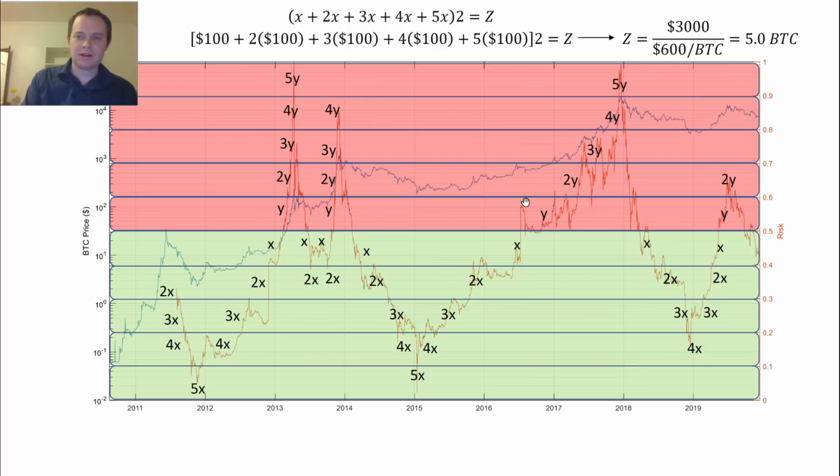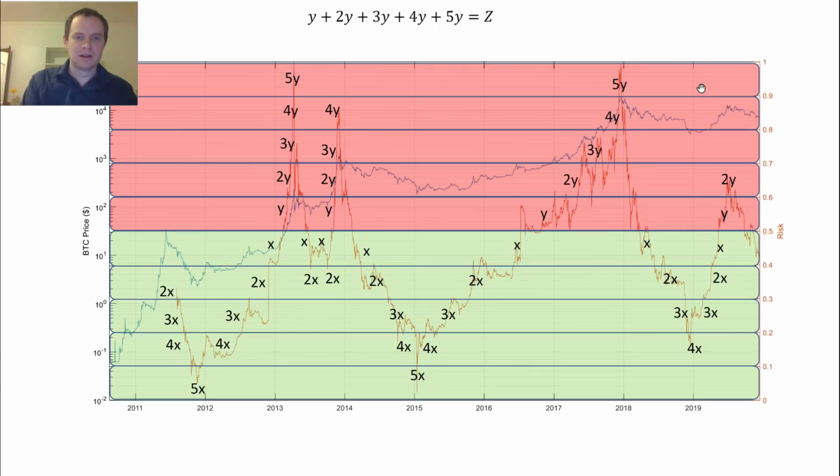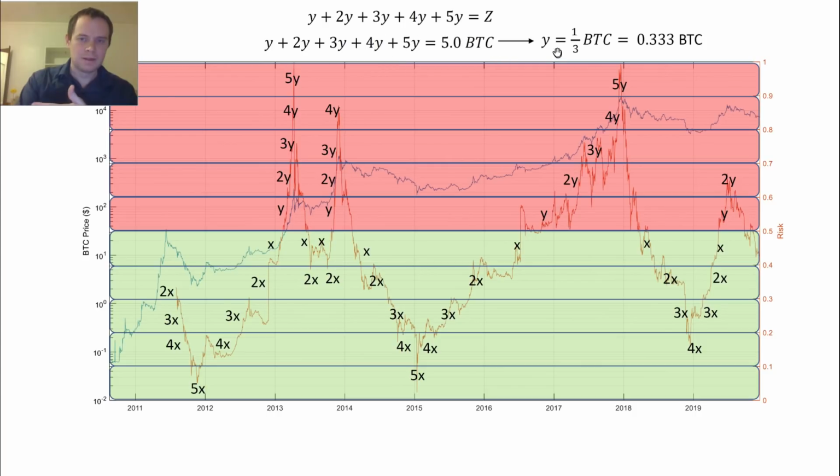So then, if we're going into the sell regions with 5 Bitcoin, how would we sell it? We have 5 Bitcoin going in. Then we'd have, say, y plus 2y plus 3y plus 4y plus 5y equals z. Okay? Now, z here is how much Bitcoin you have. So if you're going into the bull market with, say, 5 Bitcoin, if you solve this equation, then y is 1/3 Bitcoin, 0.33 Bitcoin.